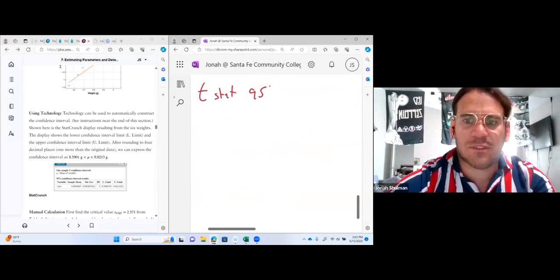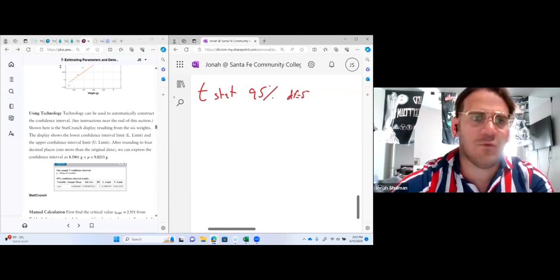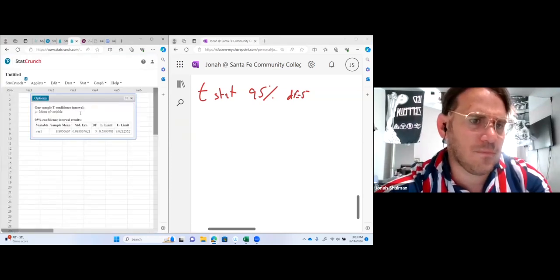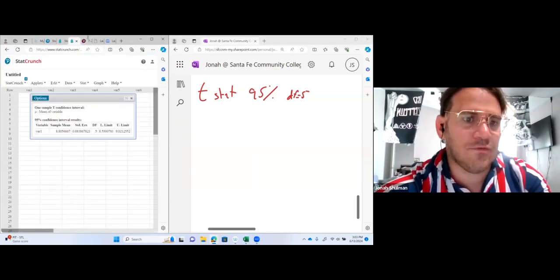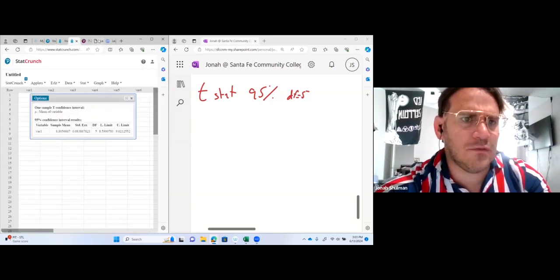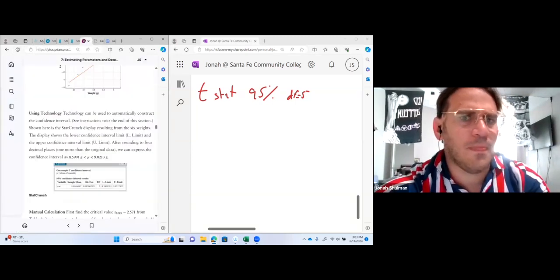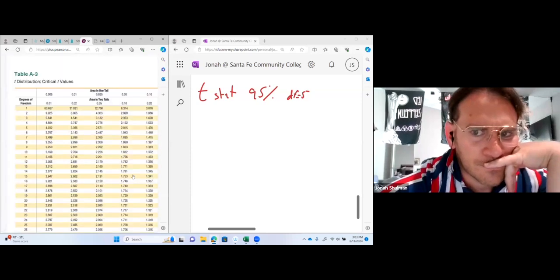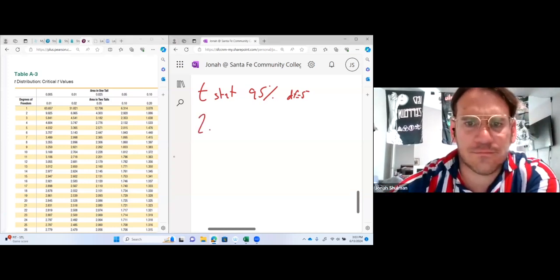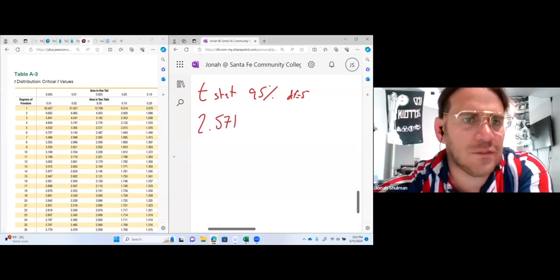We know it's 95%. We know our degrees of freedom makes this a 5. Wait, is it a 5? Yeah, it is 5. All right, so let's look at this table that we got. We want 95%, so that's 0.05. Degrees of freedom is 5, 2.571. That's our t statistic.